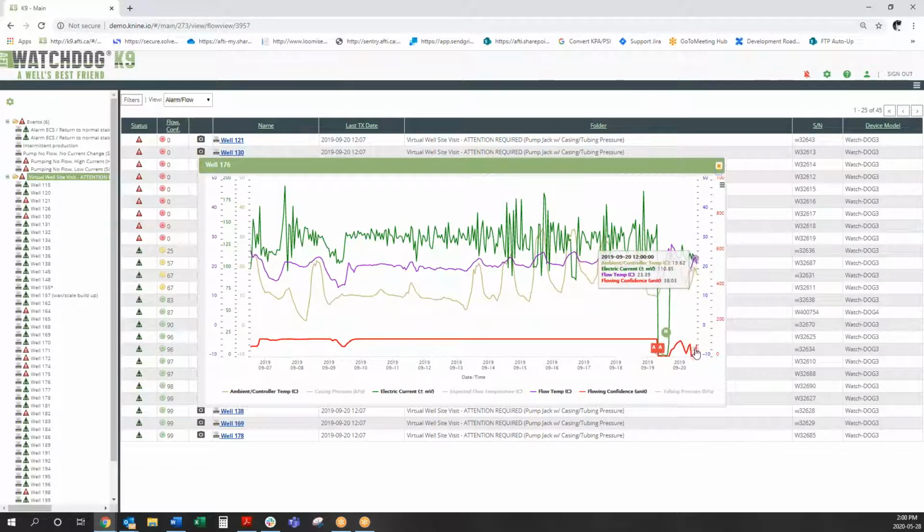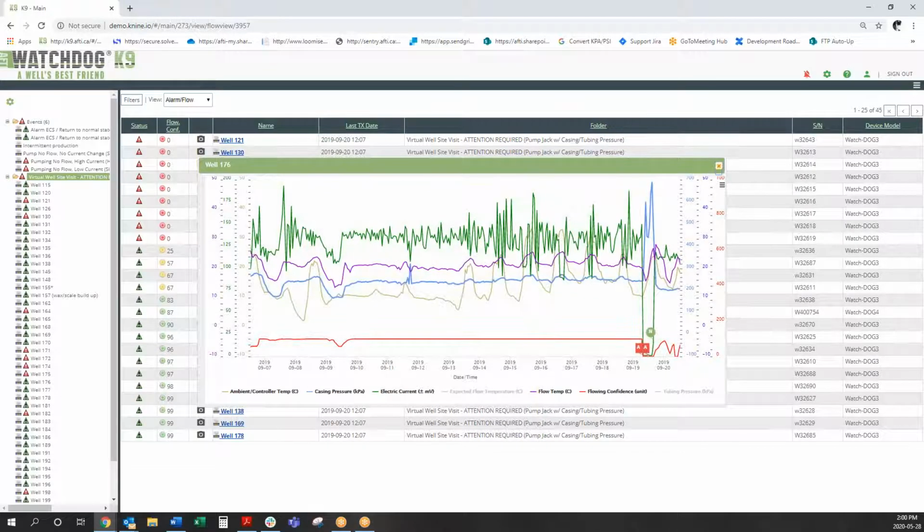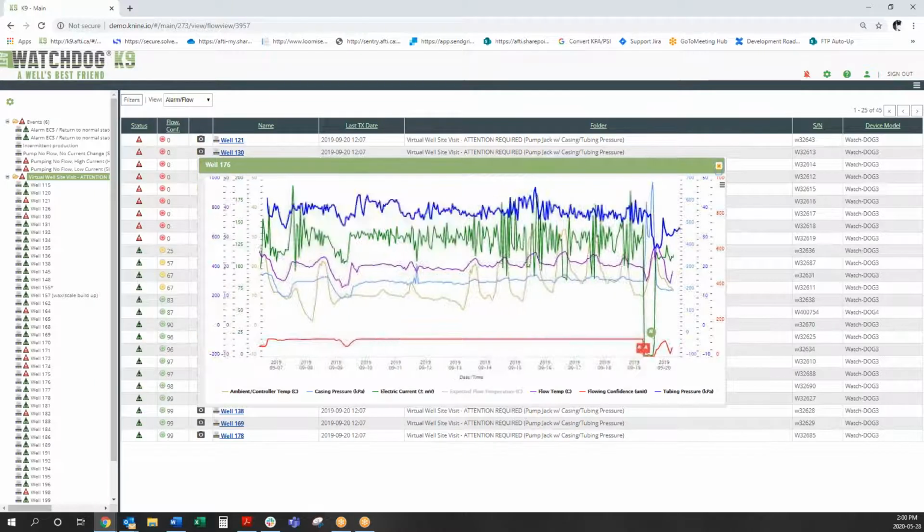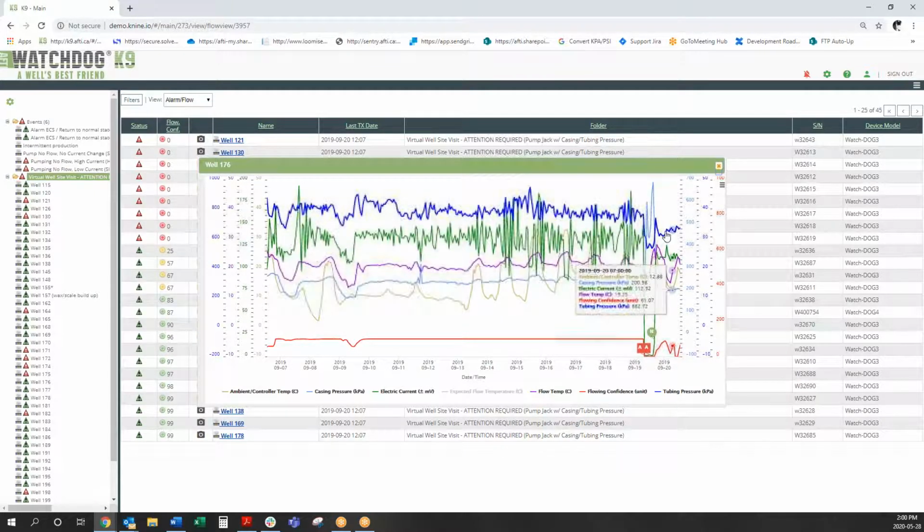Notice how flowing confidence is responding. Is there anything in pressure? A bit of a drop in pressure here. Tubing, drop in tubing. Interesting. Yeah, so this is definitely a location that you'd want to check out.